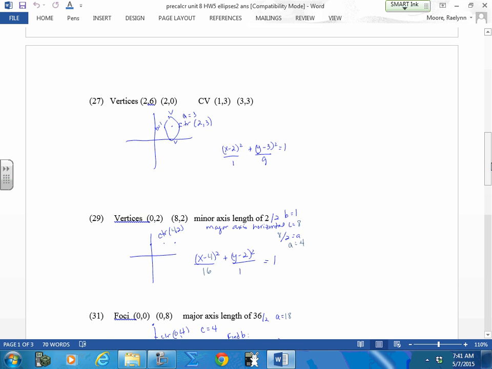The vertex and the co-vertex, those are the nice ones. You got your A and B right there. You don't even need to bother with anything else. You find your midpoint. Everybody can find the midpoint, find the vertex. Average of the x's, average of the y's.